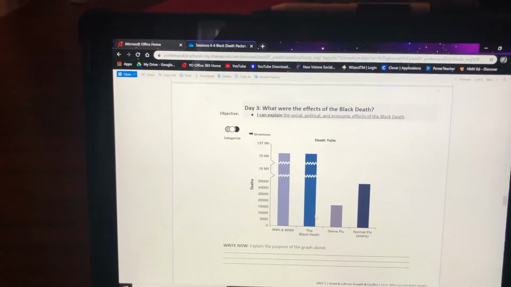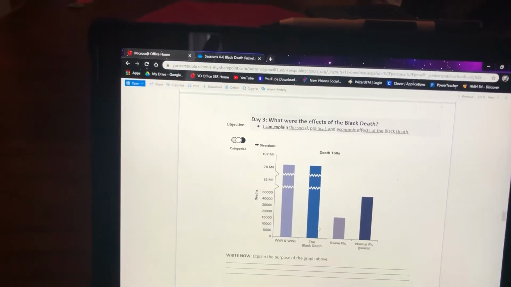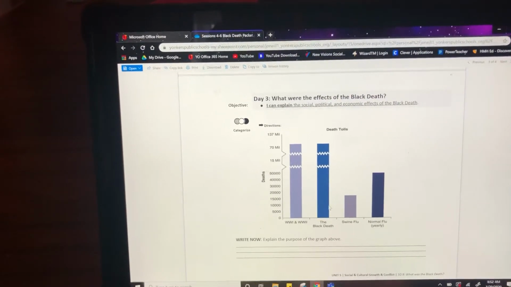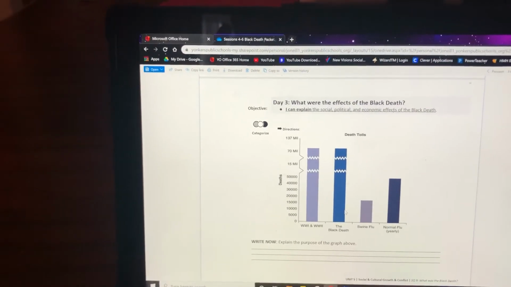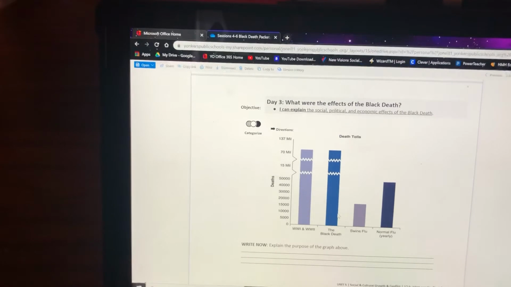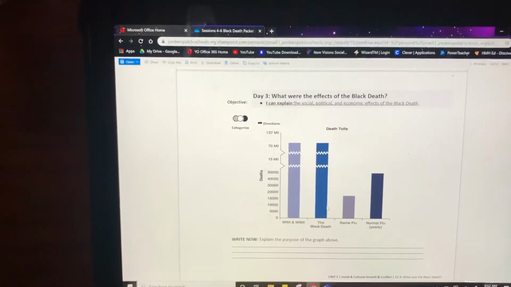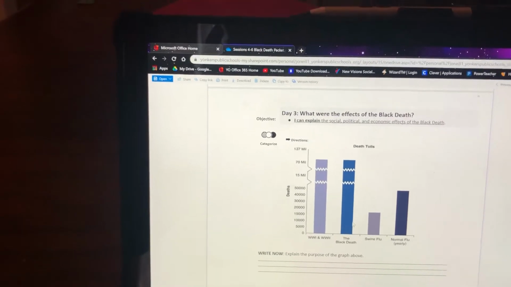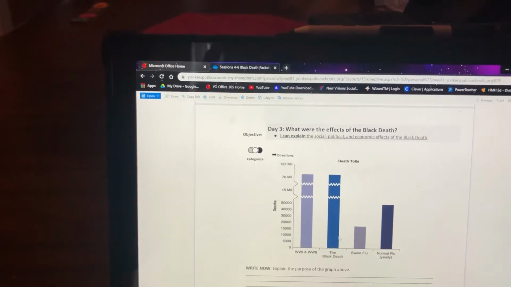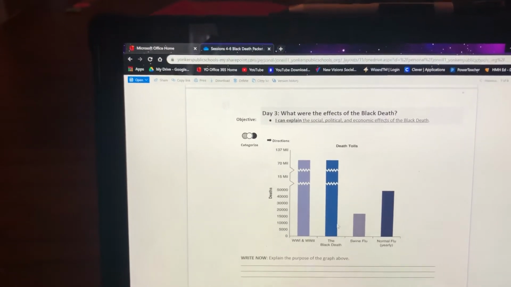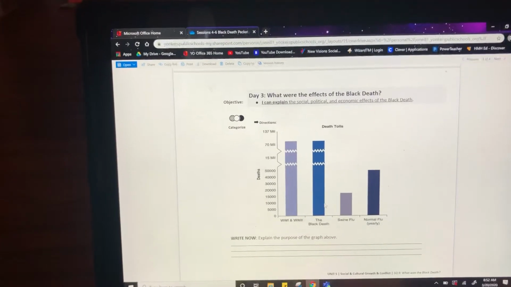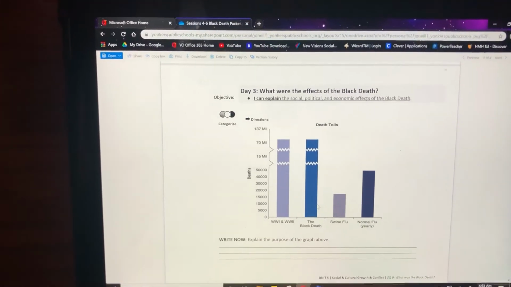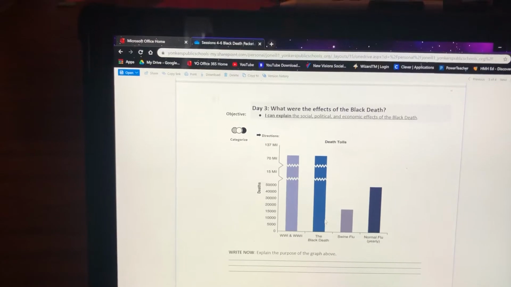We are on our last day of the Black Death lesson. Today, we're going to be talking about the effects of the Black Death: social, political, and economic effects. By the end of today, we will have completed the whole packet for the Black Death, and I will give instructions on how to send in your work and or just prove that you're doing the work.